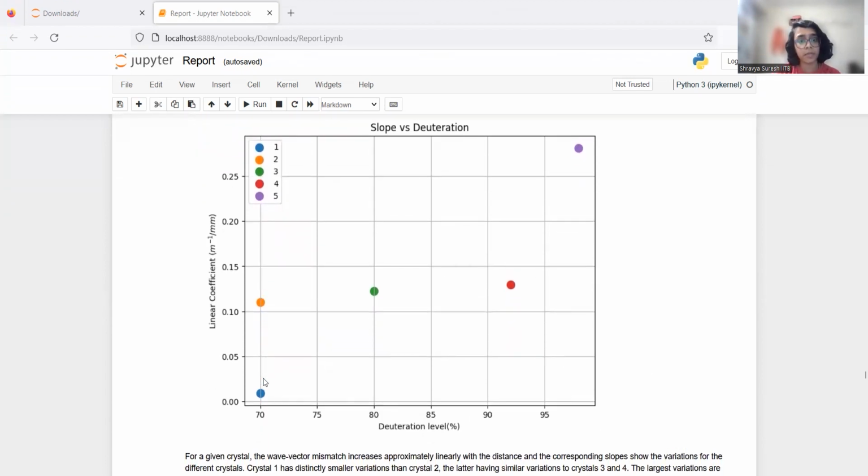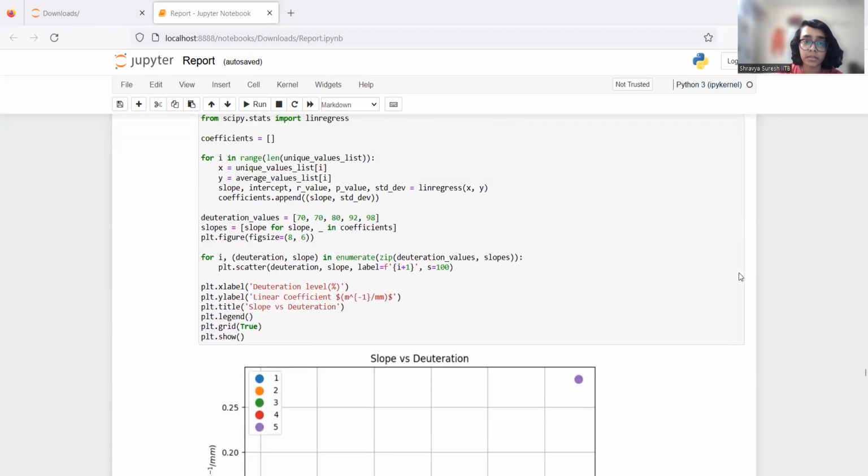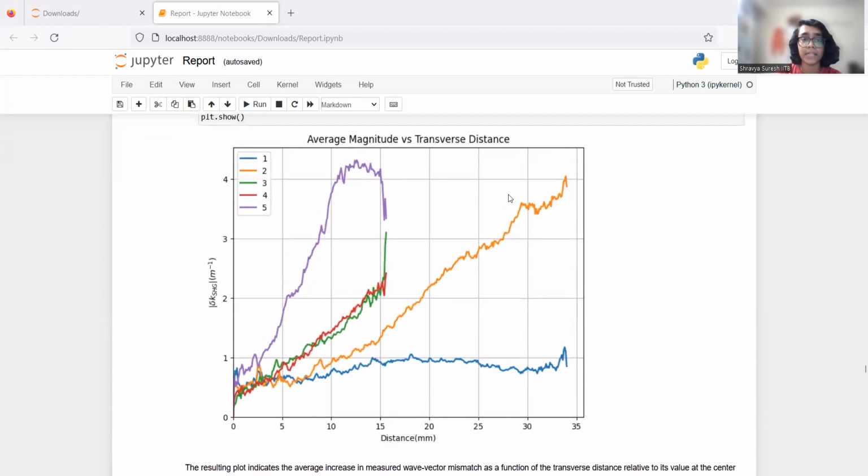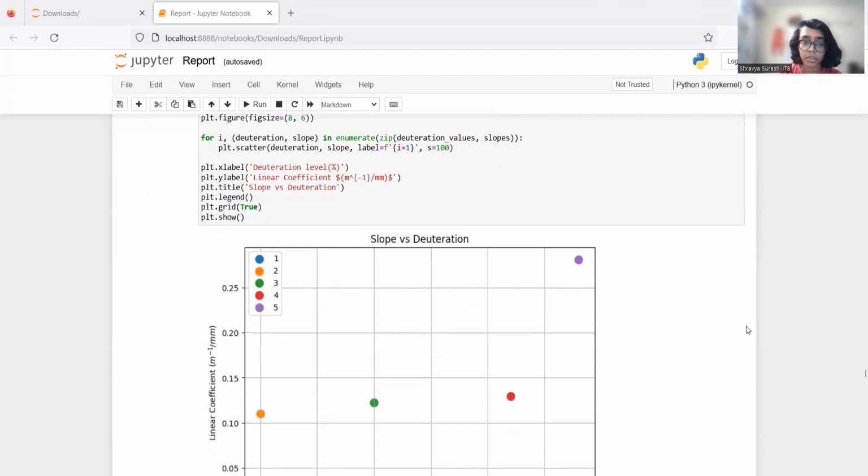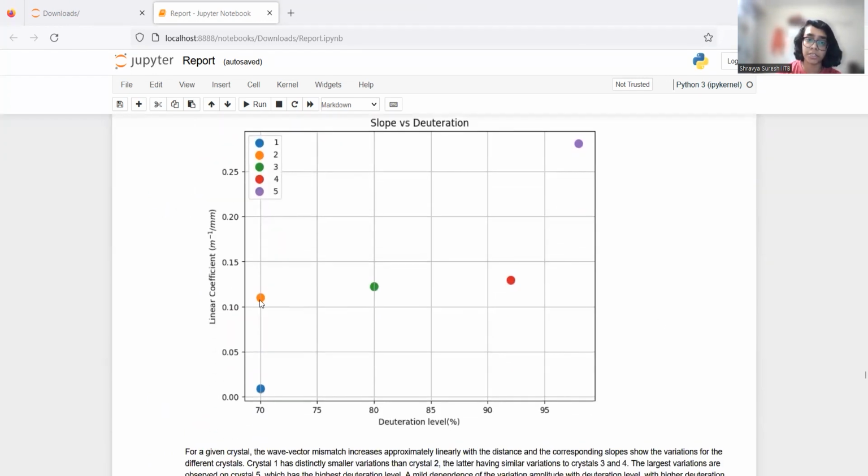So we see that crystals 1 and 2 have the same deuteration level. As expected from the previous graph, we saw more variation in 2, which is also observed here. The linear coefficient of crystal 2 is higher. And similarly, the linear coefficient of 3 and 4 is nearly similar, with a significantly high linear coefficient in crystal 5. So from this, we can estimate and we expect that as the deuteration level increases, there's a significant increase in the linear coefficient.